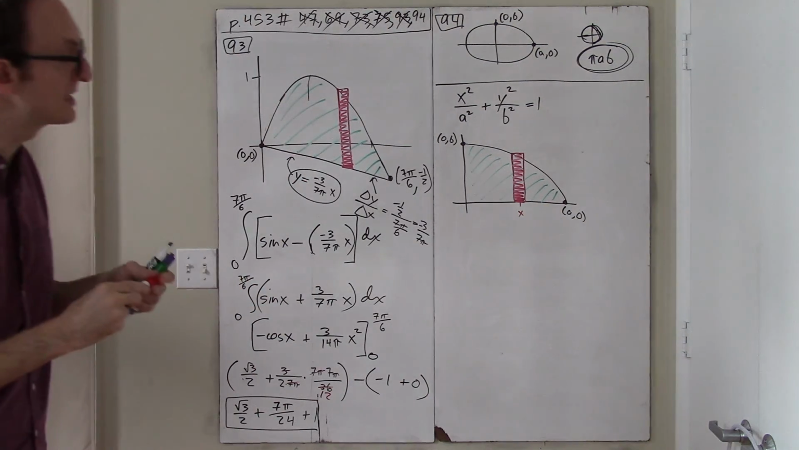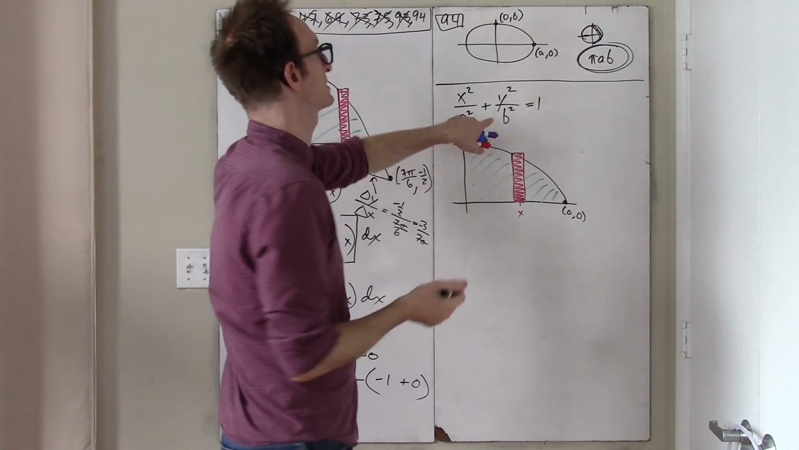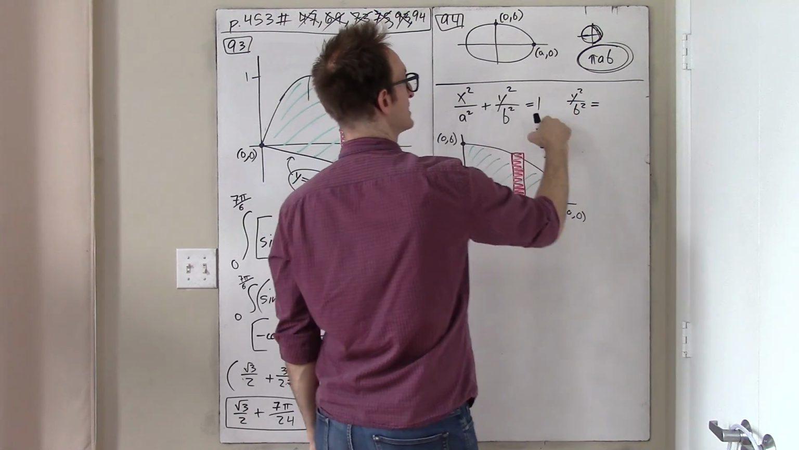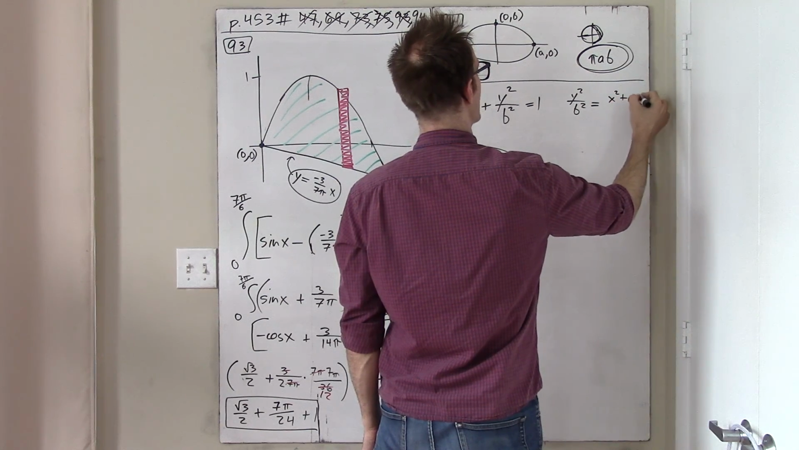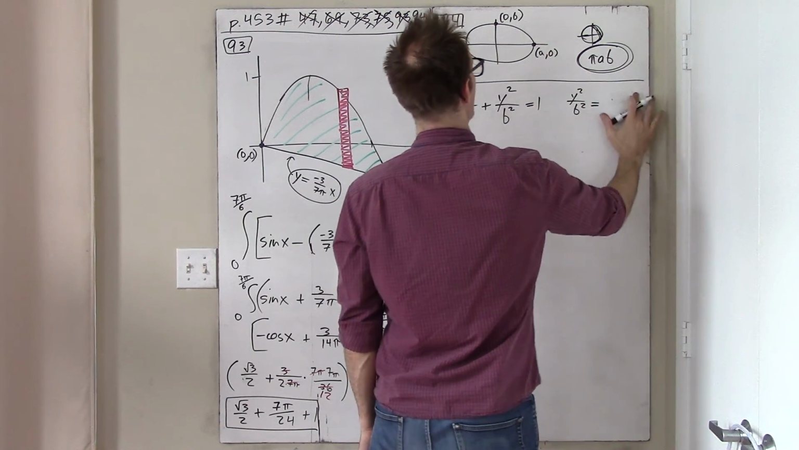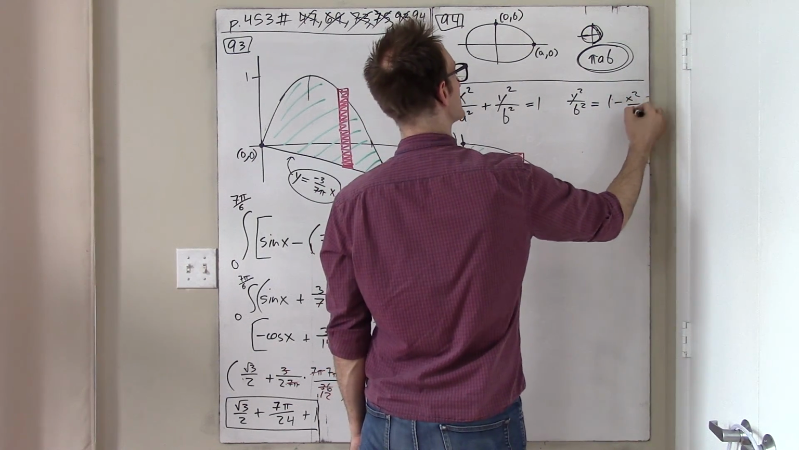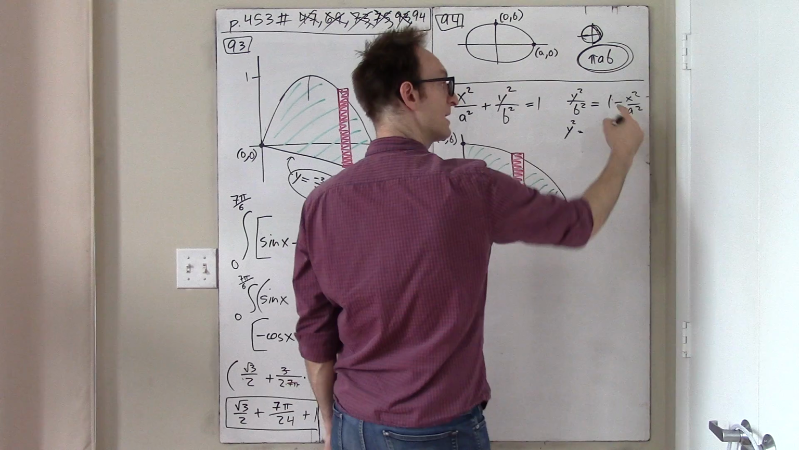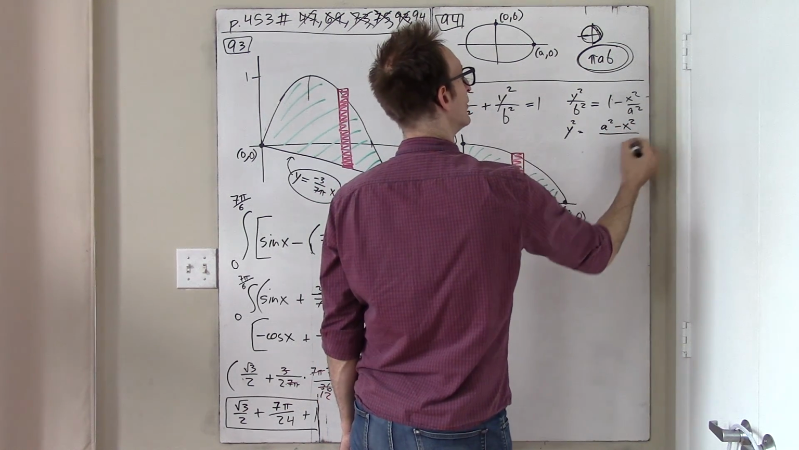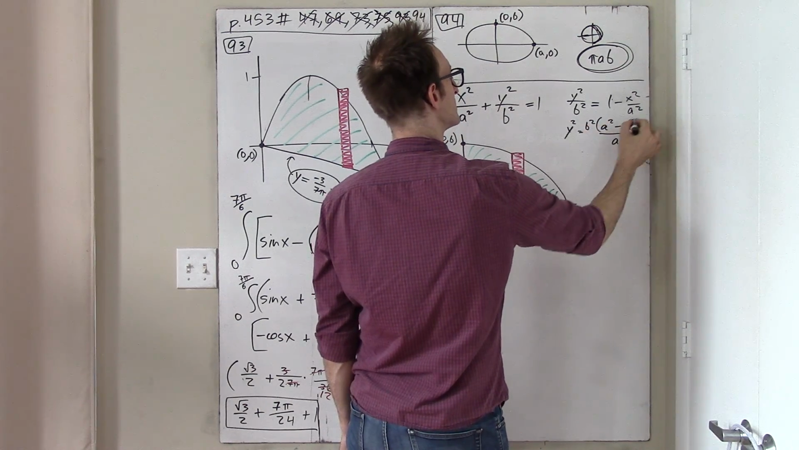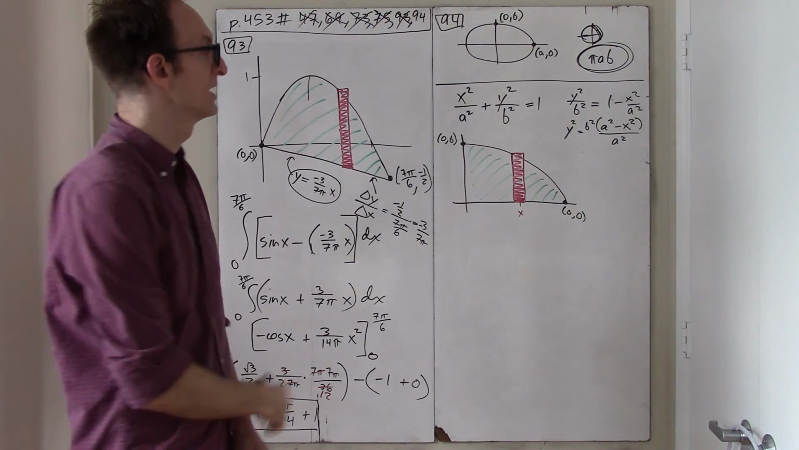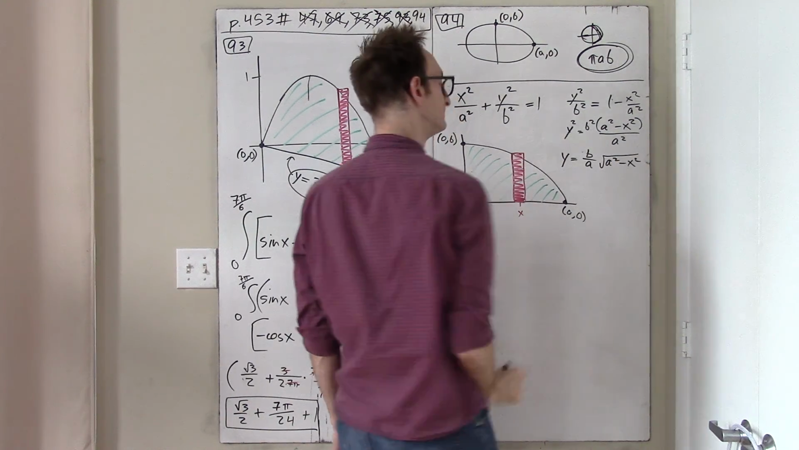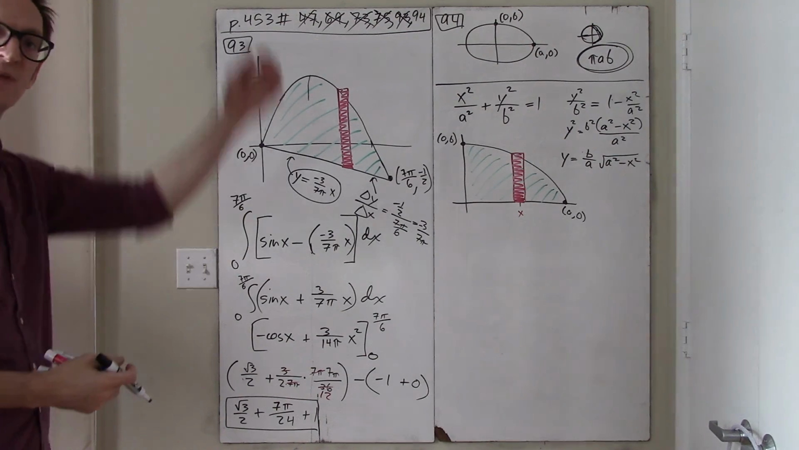So I pick an arbitrary x value and I need to find the y value. For that I need to just solve for y. This is the kind of thing we did back in pre-calc. So you get y squared over b squared equals 1 minus x squared over a squared. Sorry, I was trying to do too much in my head. Then y squared equals a squared minus x squared over a squared, times b squared. And so y is in fact just b over a times root a squared minus x squared. That's just doing some basic algebra to solve for y.